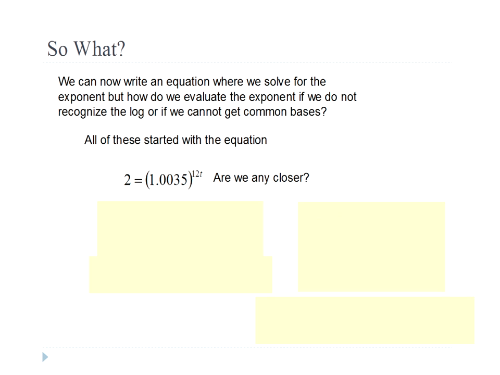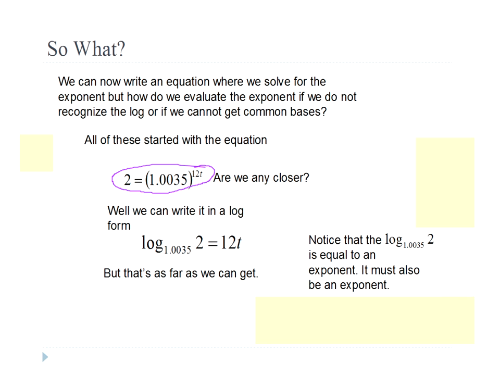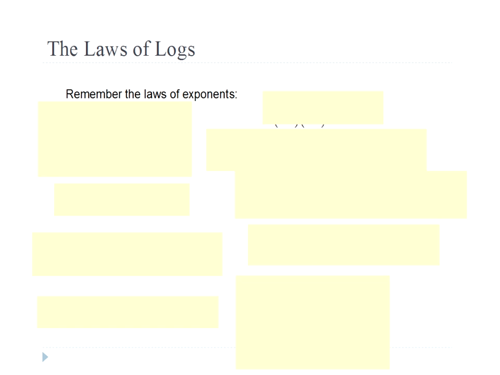So this whole conversation started with trying to solve an equation like this. And so now we can write this in log form. Log to base 1.0035 of 2 equals 12t. So that's as far as we can get. In any case, what we notice here is that 12t is the exponent. And so if this is equal to an exponent, so must this be. So maybe there are laws of exponents that apply here to the logs.